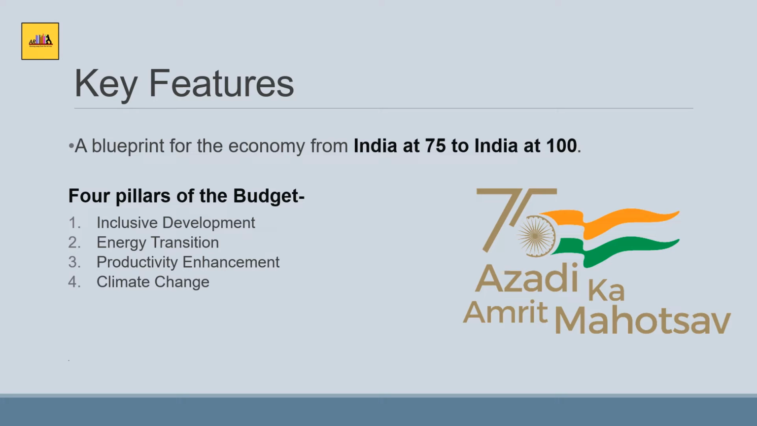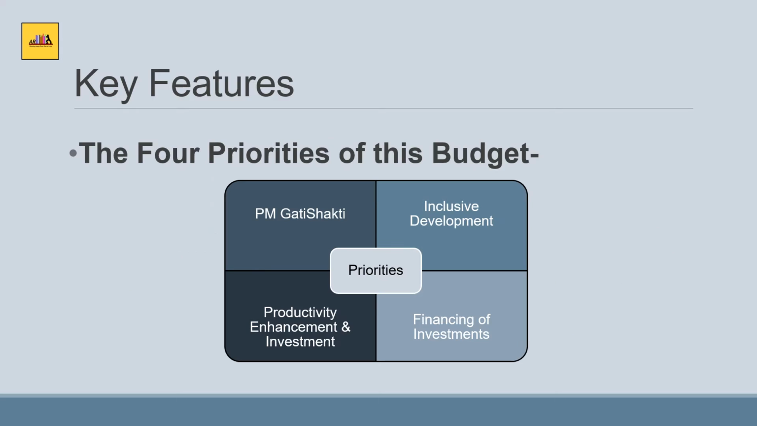It mainly has to do with providing educational opportunities and skill development training. And the last is climate change. The budget focuses on the ways to deal with climate change and to mitigate its effects. Those were the 4 pillars of the budget. But now let us see the 4 priorities of it.